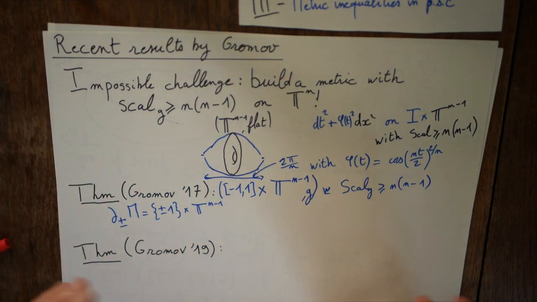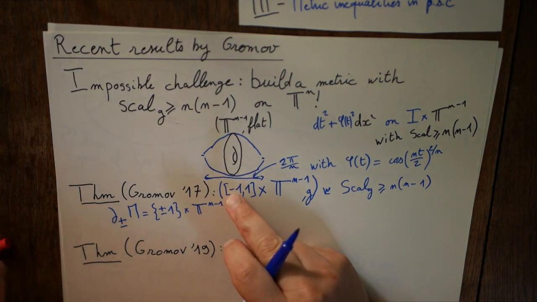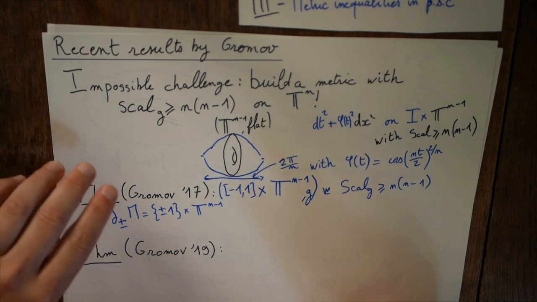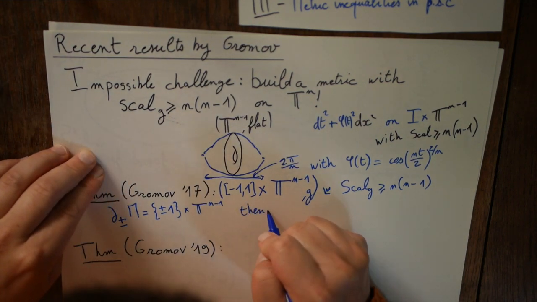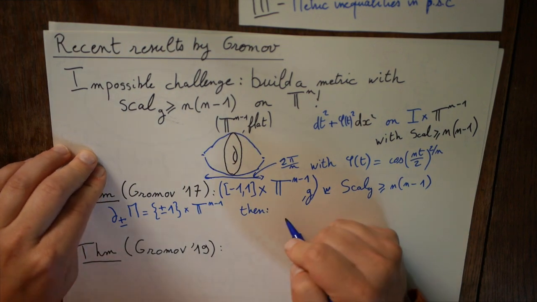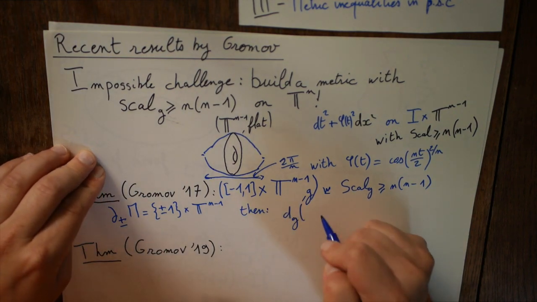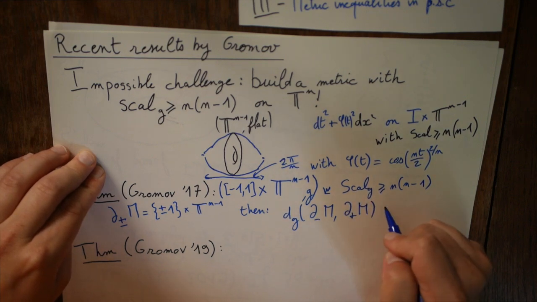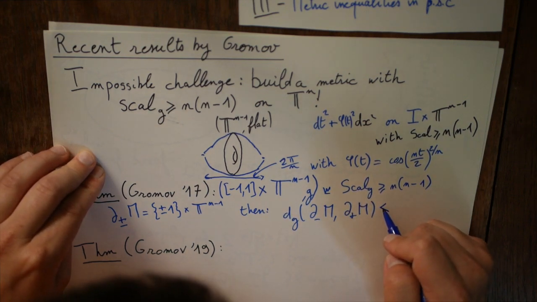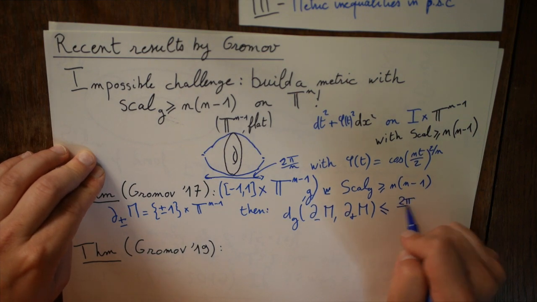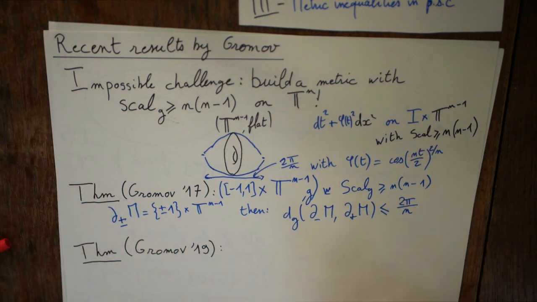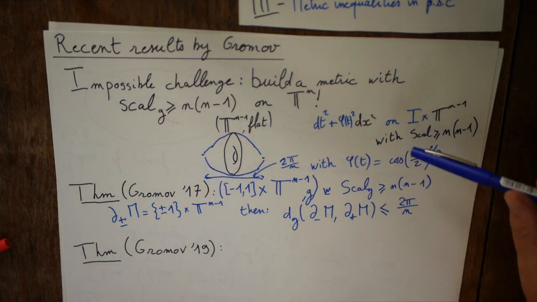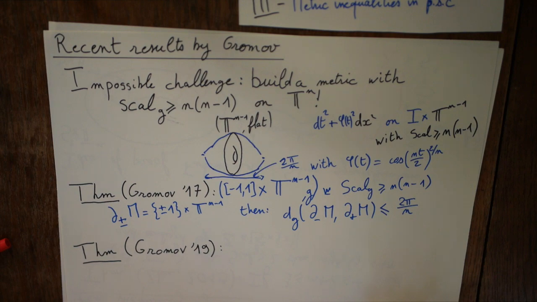So you have two boundary components, one at minus 1 and one at 1, which I'll call partial plus and partial minus M. Then we have the following metric inequality. The distance between those two boundary components is at most 2 pi over n, and the inequality is optimal because of this explicit example.